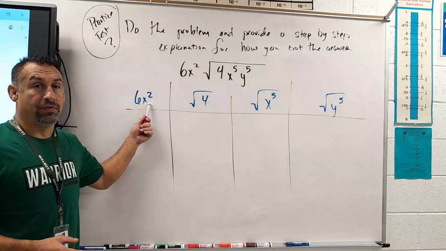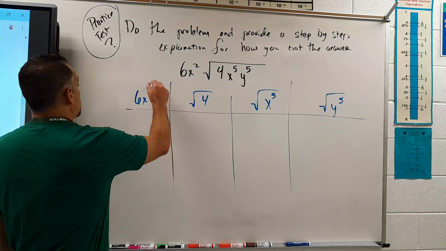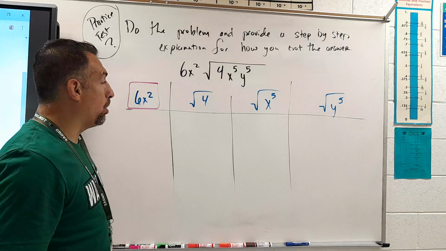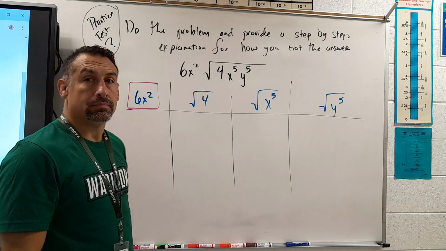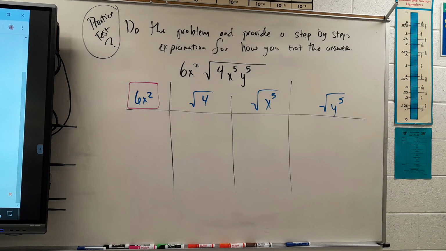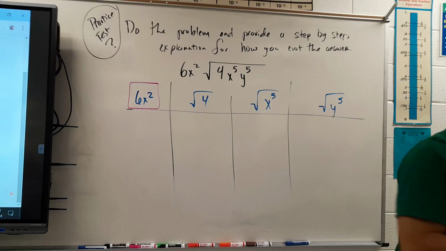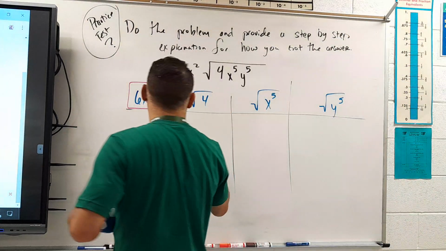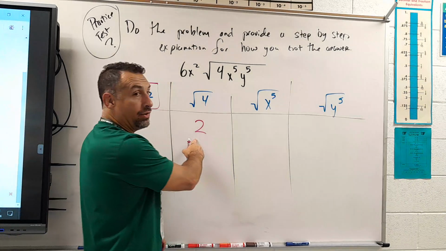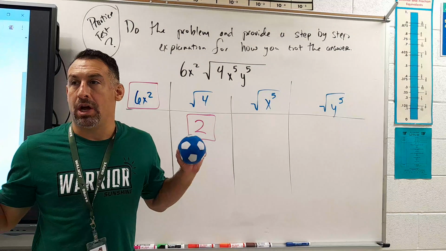So this one's already simplified. We're at the end for that one. I might just circle that, or box it, so I don't have to keep writing it over and over. What do we do with the square root of 4? We do it on the calculator, and what do you get? 2. Fantastic. We got a 2. Is that one complete? Yes. I'm going to go ahead and box that and say I'm done.